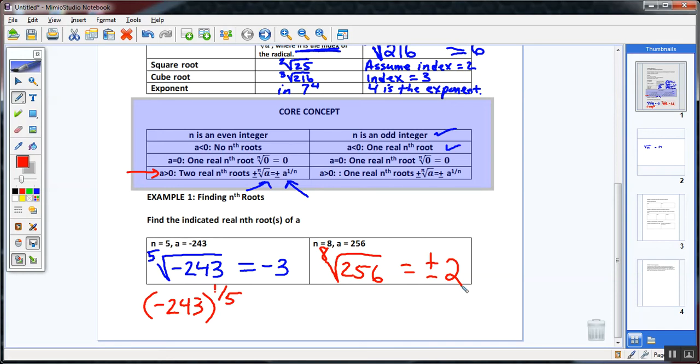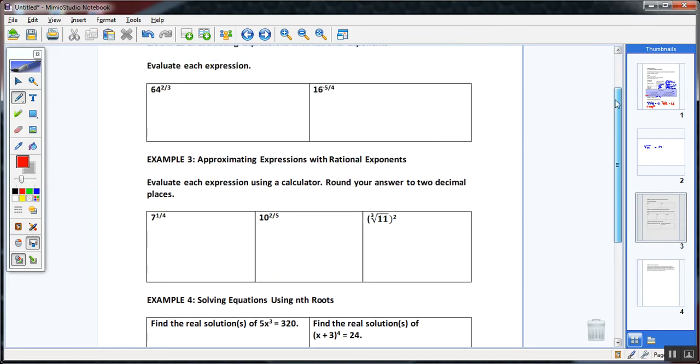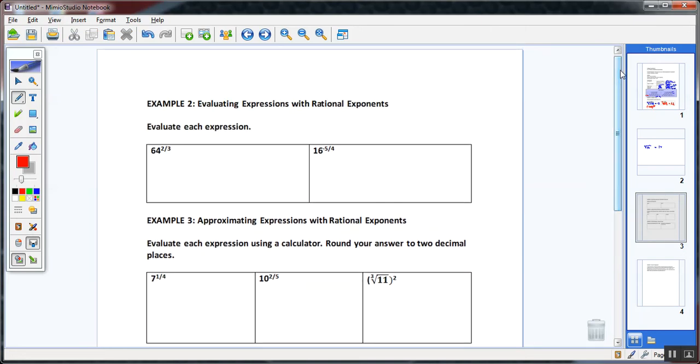Okay. What do you guys think? You understand how to read that chart and apply it? Okay, let's move on to the next page. All right. Evaluating expressions with what, kids?